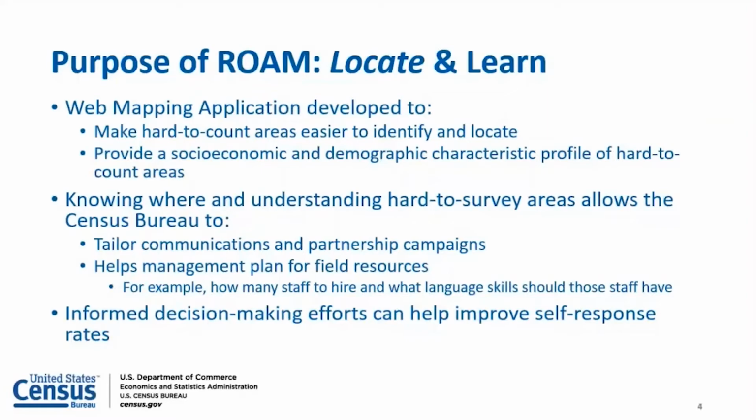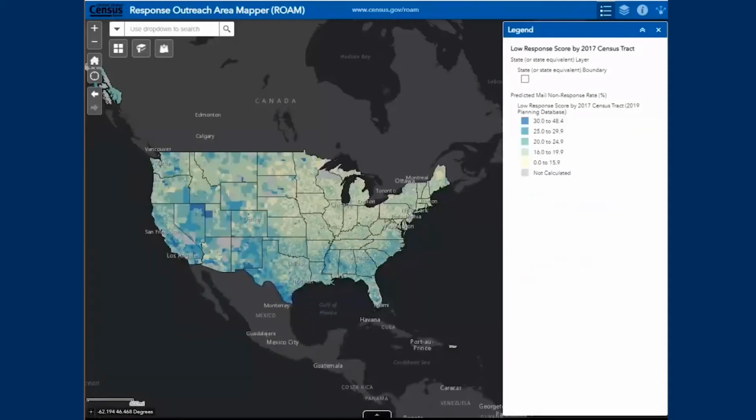So upon entering ROAM, we're looking at a national map of census tracts that are shaded by their low response score. Remember that low response score, or the percentage of households predicted to not self-respond to the decennial census, are seen here on the map. As we see in this legend, the higher the low response score, the darker the census tract, meaning that the harder it is to count. So the darker areas are the harder to count areas here. And this darkest blue shows that between 30 to 48.4% of households in these darkest census tracts are likely to not self-respond to the 2020 census.